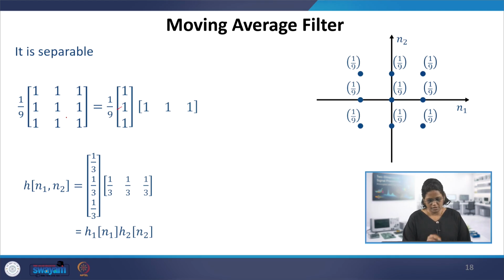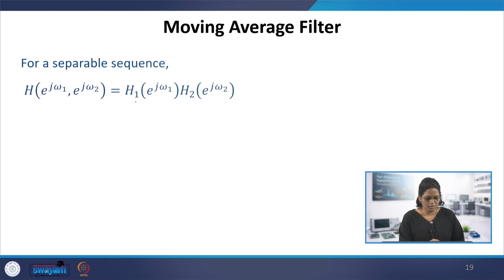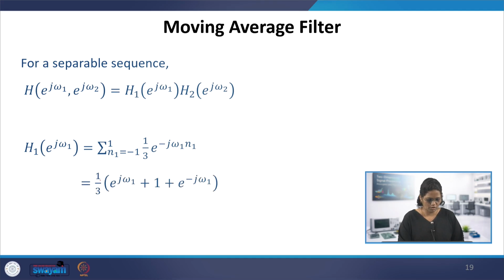If the impulse response is separable, then only can we go through this process; otherwise we need to compute the 2D DSFT in the straightforward way. Like this, we are simplifying the way in which 2D can be done through 1D. From the properties, we observed that the individual DTFTs give the 2D DSFT. Take the individual DTFT, that is 1 by 3 e power minus j omega n1. This constant can be pushed outside the summation, and with n1 varying from minus 1 to plus 1 we get 3 terms, and two of these terms combine to make the cos, giving 1 by 3 into 1 plus 2 cos omega 1.